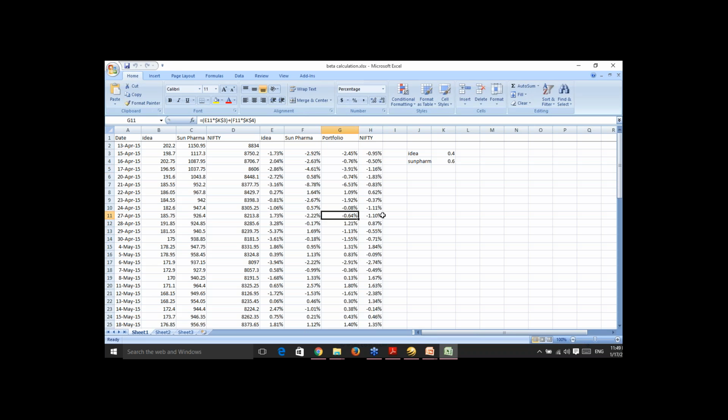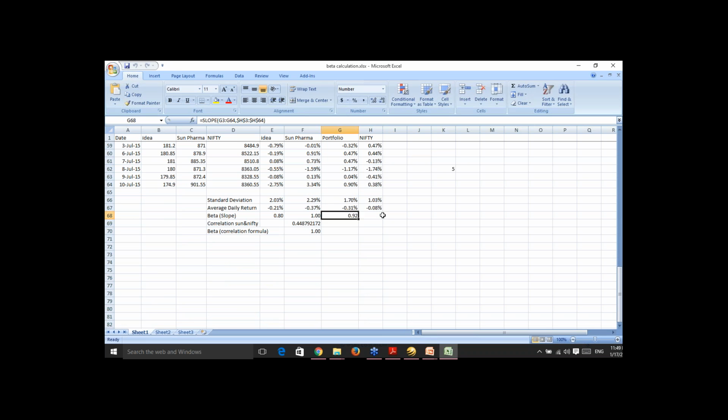Now I can simply put the slope formula and I'll get the beta. I'll get the beta for Idea, the beta for Sun Pharma, and the beta for the portfolio. I have to take the X and Y values. Y is normally your portfolio and X is your Nifty index. So the Nifty is on the x-axis and the y-axis is your portfolio or the stock. You get the beta. The beta of the portfolio is 0.92, where the Sun Pharma beta is 1 and the Idea beta is 0.8. So if the Nifty moves 1%, the portfolio will move only 0.92%, less than a percent. If Nifty moves 2%, you multiply this with 0.92, and the portfolio will move like that.